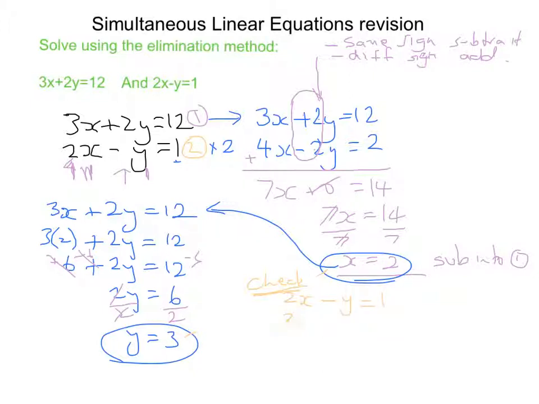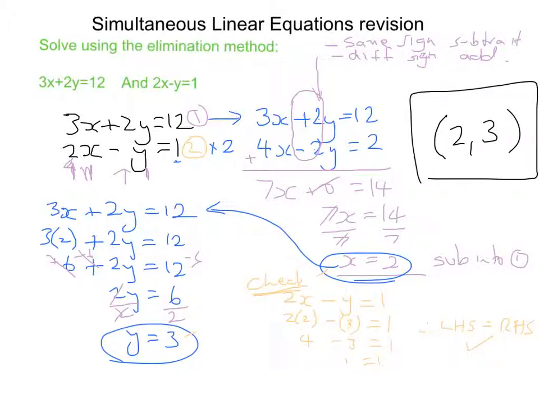So we've got 2 times 2 take away 3 equals 1. So 2 times 2 is 4, take away 3 is 1, which gives us 1 equals 1. So therefore our left hand side equals the right hand side, and all is hunky-dory. So that tells us that our answers are x equals 2 and y equals 3, or we can write our answer in coordinate form, which is 2, 3. And that's our answer.